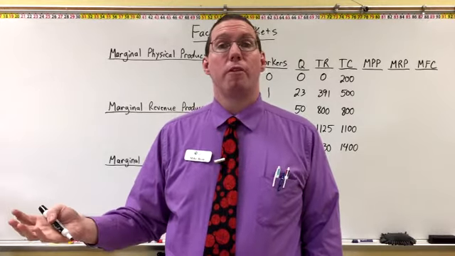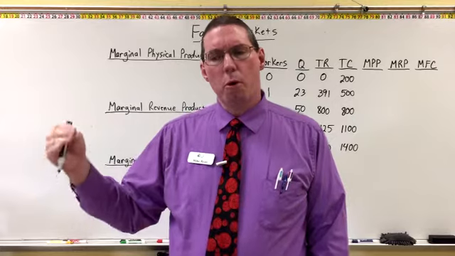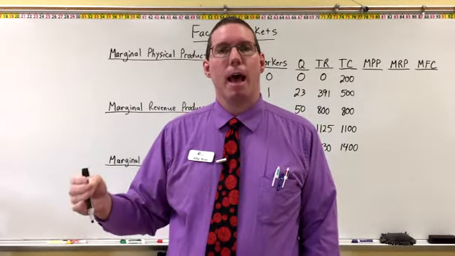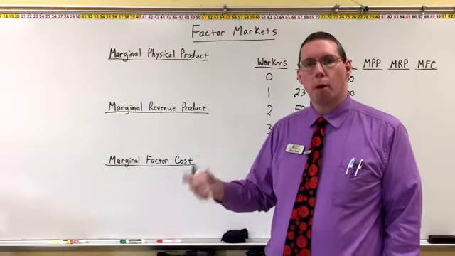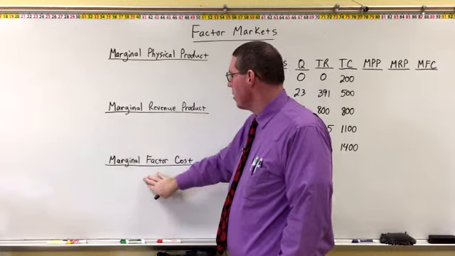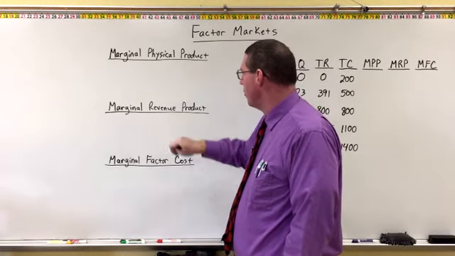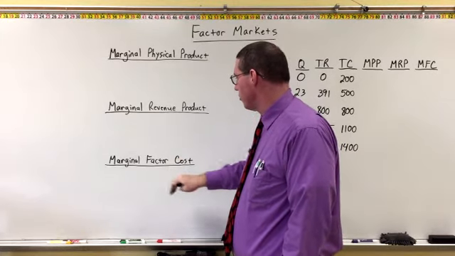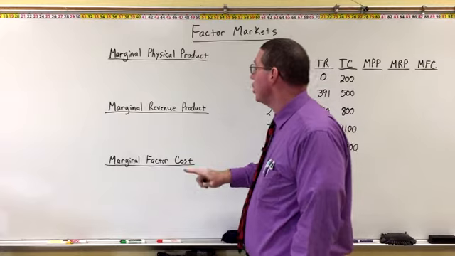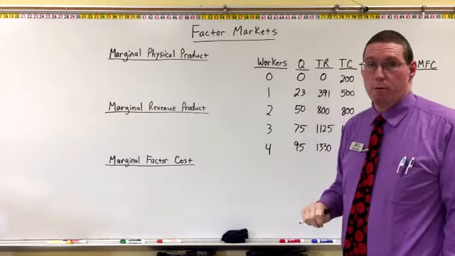Or how much would our revenue change by? And then we said if we produced one more unit, how much would our costs change by? And then that's how we determined the marginal revenue and the marginal cost. Well, it's very similar. In each one of these cases, we're going to have a change in physical product, or a change in revenue, or a change in cost, because there was a change in the number of factors that we are producing.